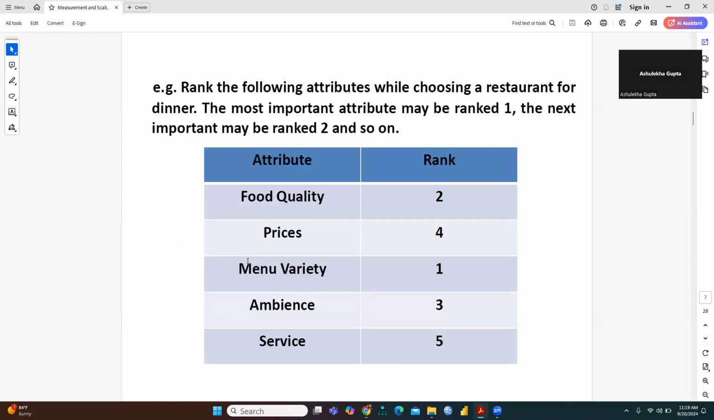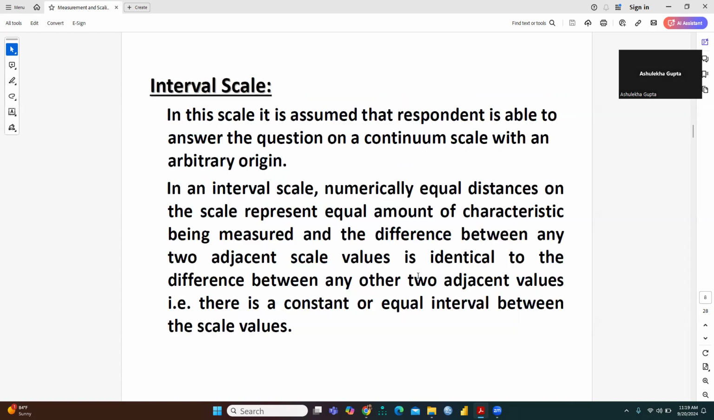This is one of the examples: rank the following attributes while choosing a restaurant for dinner. The most important attribute may be ranked 1, the next important may be ranked 2, and so on. Let's say for this restaurant we gave variety the first position, food quality second, ambience third, prices fourth, and service fifth. In that way, we have done ranking.